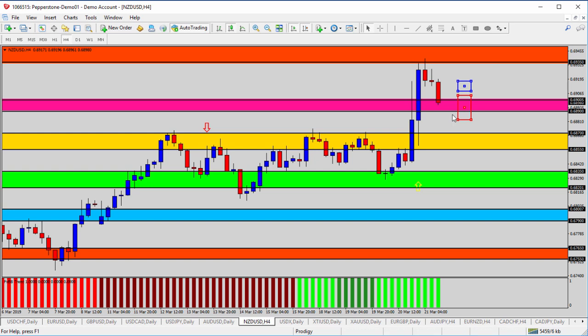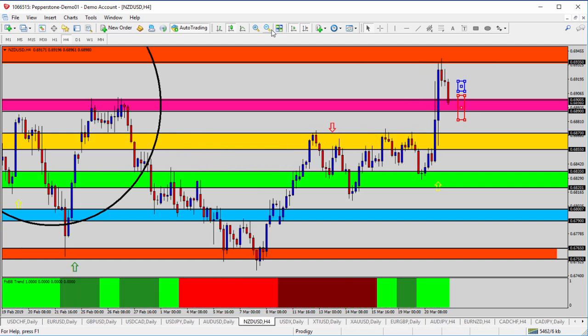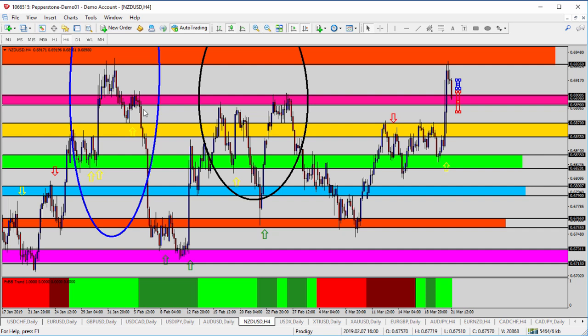If it gets back underneath, and let's just look at the last time, again, the blue circle is going to be my example here. If it gets back underneath, like it did there at the blue circle, back underneath the pink zone, 0.69, we could be looking for a fall back down for the New Zealand dollar over the next week or so.